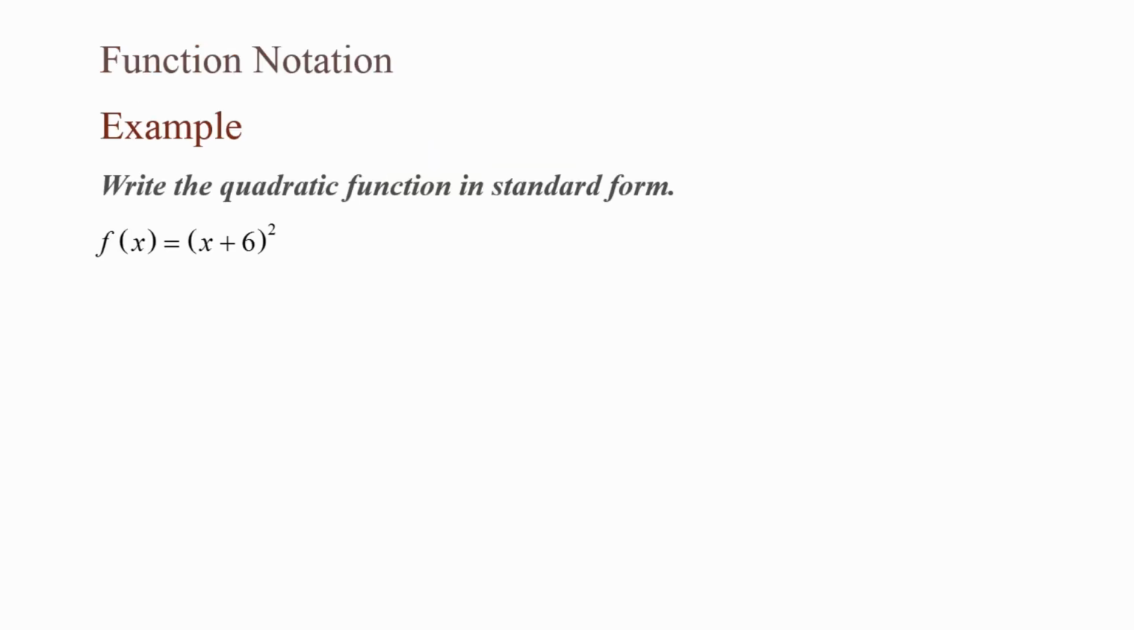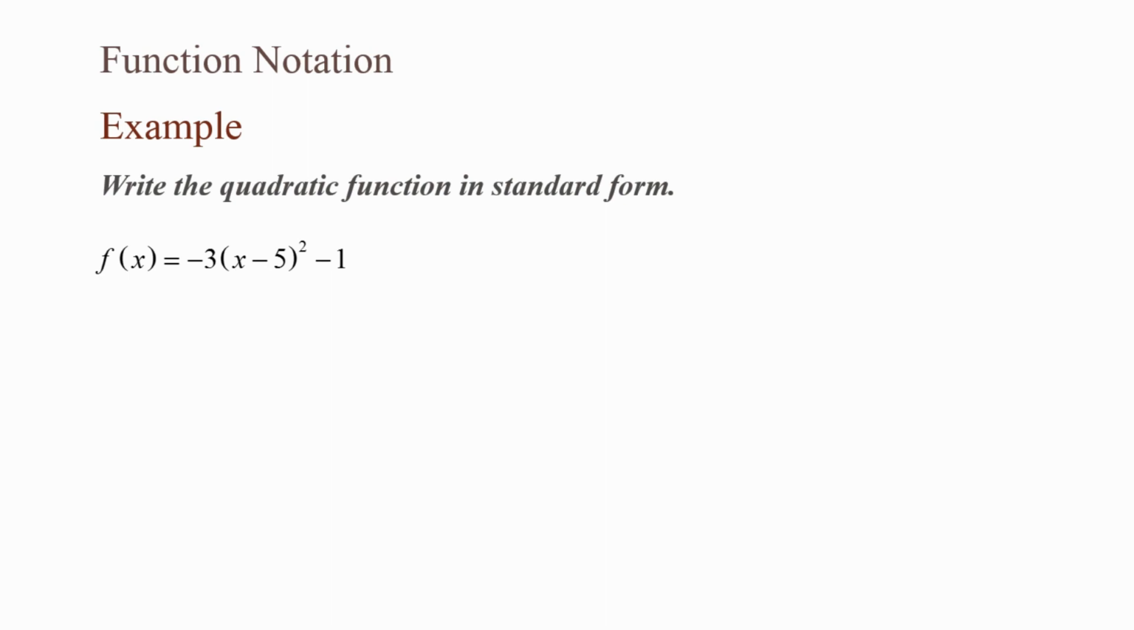Function notation. In this example, write the quadratic function in standard form. f of x equals (x plus 6) squared. So for this problem, bring down my f of x equals. We can use our formula for squaring a binomial. x times x is x squared. x times 6 is 6x, times 2 is plus 12x. And then 6 squared is 36. So f of x equals x squared plus 12x plus 36.